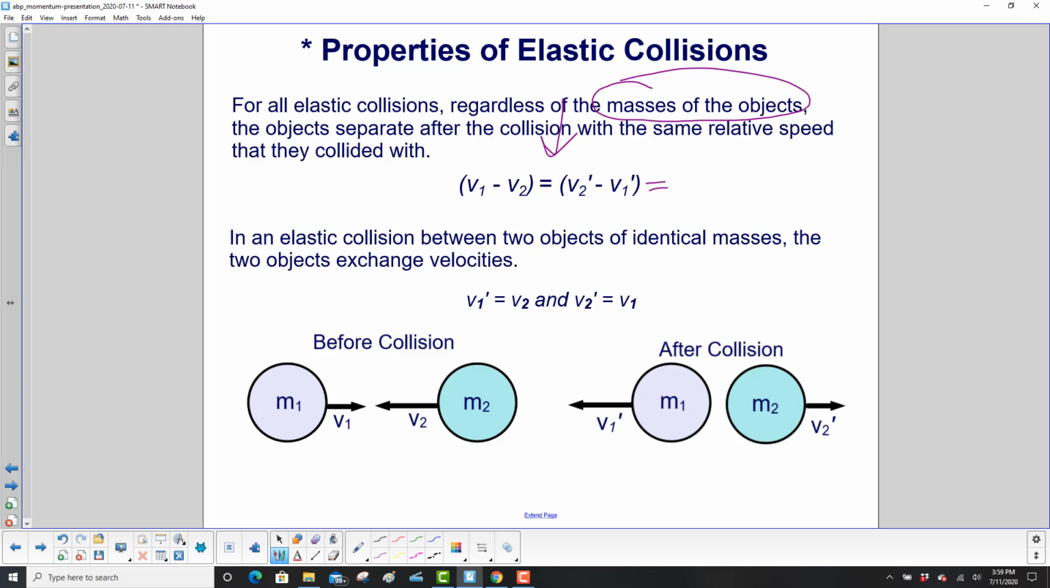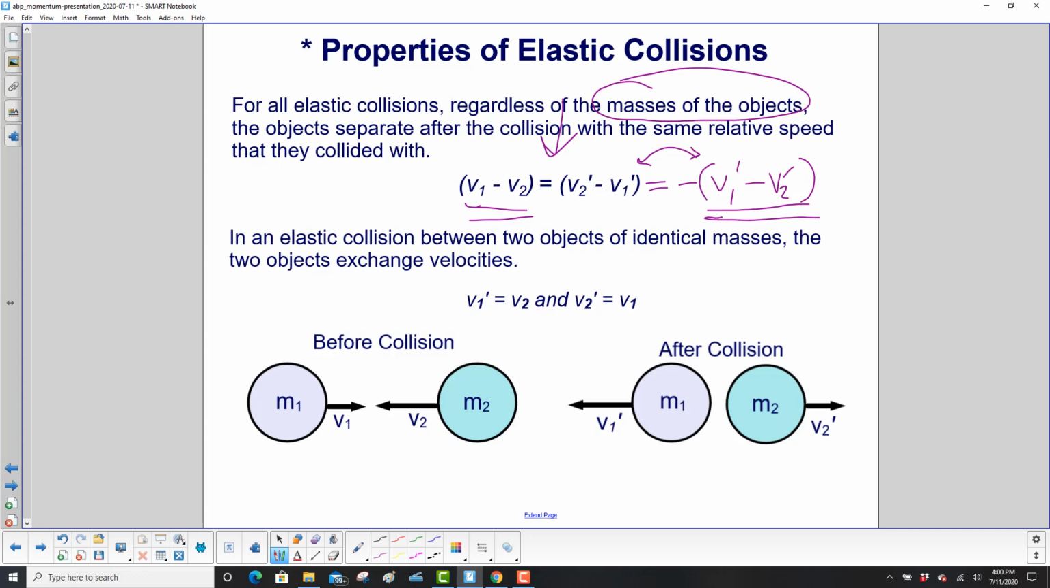And when I solve the problems, I like doing this. I think I did put that on the previous page. So v1 prime minus v2 prime. It's the same thing. These two are equal. But what I like is I lead both parentheses with v1. It just helps me keep track of the velocities.